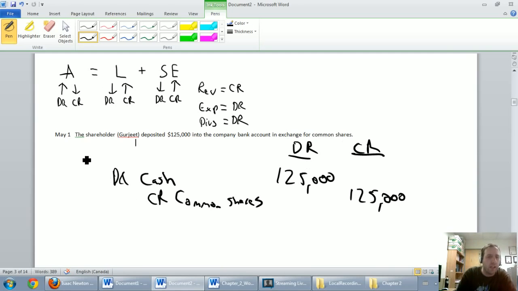We haven't dated it yet, so let's date it May 1st. And the other thing we're missing is description. And I'm not going to do descriptions for any of these journal entries for the simple reason that I could simply rewrite this sentence. The shareholder deposited 125 grand into the company bank account in exchange for common shares. I'm not going to rewrite that sentence, but that's what you could write. The shareholder deposited 125 grand for common shares. There, you've got your description. I'm not going to write those down.